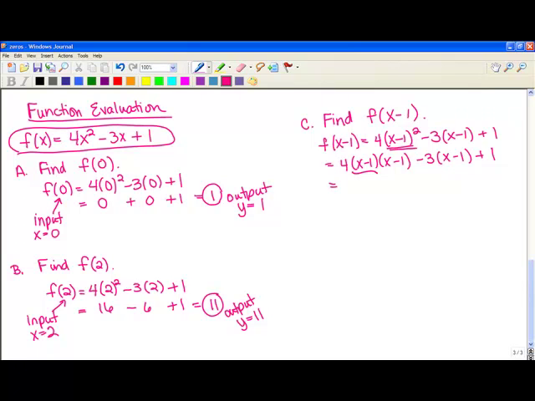Next, we'll use FOIL. The FOIL method will multiply two binomials together. So I'm going to keep the 4 in front and do a little FOIL here. x times x is x squared. x times negative 1 is negative x. Negative 1 times x is negative x. And then finally, negative 1 times negative 1 is positive 1. I'm going to copy everything else down here at the end. After we FOIL, we need to combine like terms. So we can combine these x's together here in the middle, and that'll give us minus 2x.